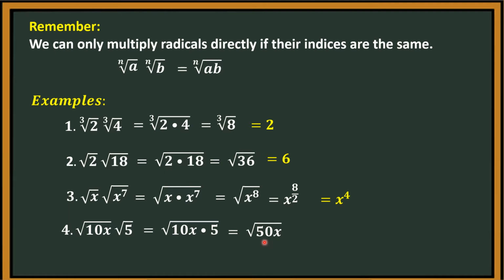Pero ang 50, pwede pa natin siyang i-factor. So we're going to think of two factors wherein one factor is a perfect square. So that is equal to the square root of 25 times 2x. So yung 25 and 2, these are the factors of 50. 25 is a perfect square, so we can simplify this one. Square root of 25 is 5. So yung 2x, copy lang natin. So the final answer is 5 square root of 2x.